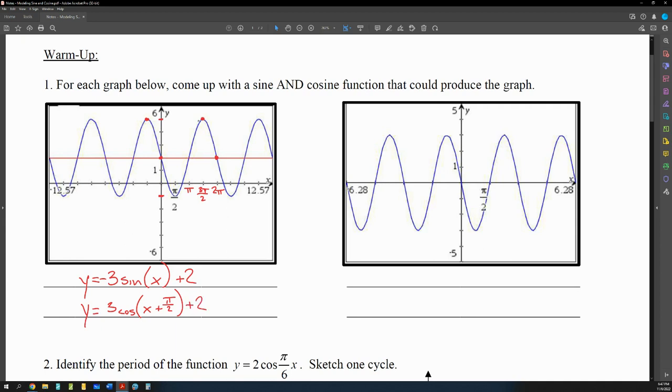Finally, that vertical shift determines our midline. That's our +2. Remember, the equation for the midline is y is equal to k, that vertical shift. So here are two equations. Again, your answers may vary.